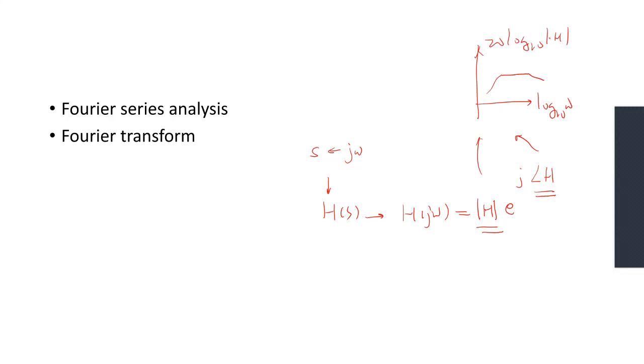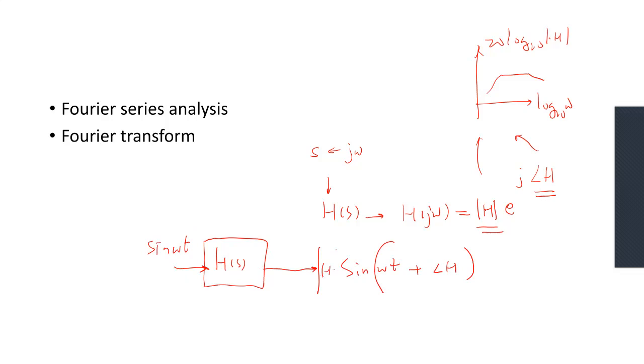The idea of this is to allow you to analyze a system. You have H of s, with input sine omega t. Then your output is also a sine omega t, with the same frequency omega, but with a different phase shift and a different amplitude. So this is called frequency response.